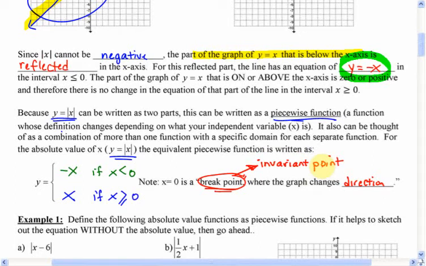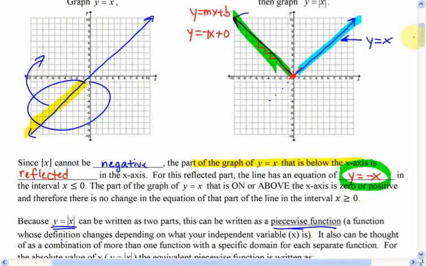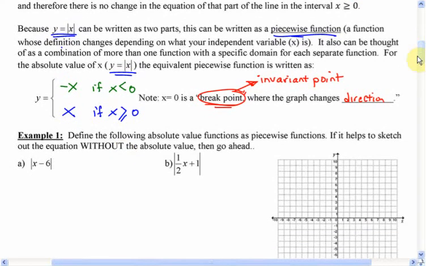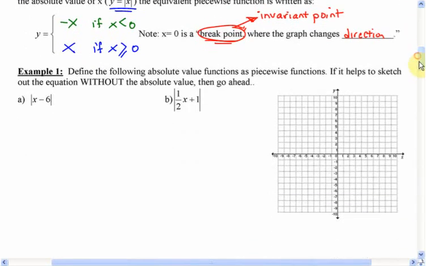Okay? So what I want us to get comfortable with today is knowing how to draw these absolute value graphs and knowing how to write out this piecewise function stuff. So let's try a few examples together. Example number 1 says define the following absolute value functions as piecewise functions, and if it helps, sketch out the equation without the absolute value first, and then go ahead and find the absolute value. So maybe I'll do that with you. Let's do some visuals first, and then from the visuals we'll find the piecewise function. I'm going to ask you to do this first.